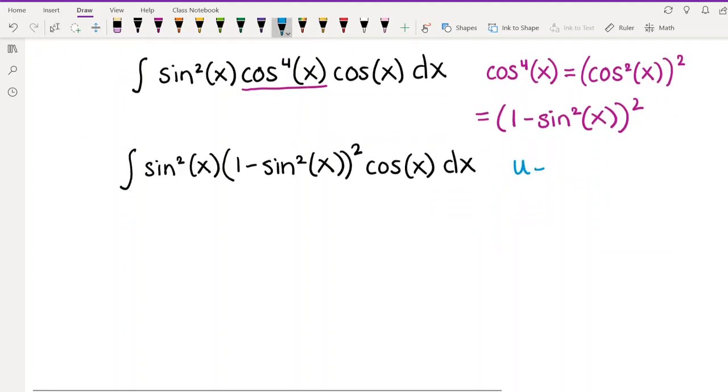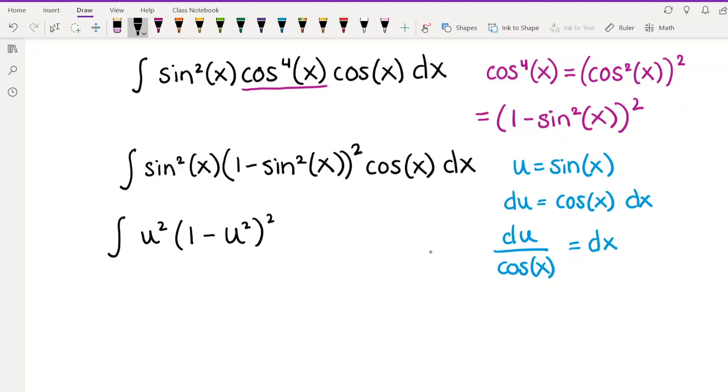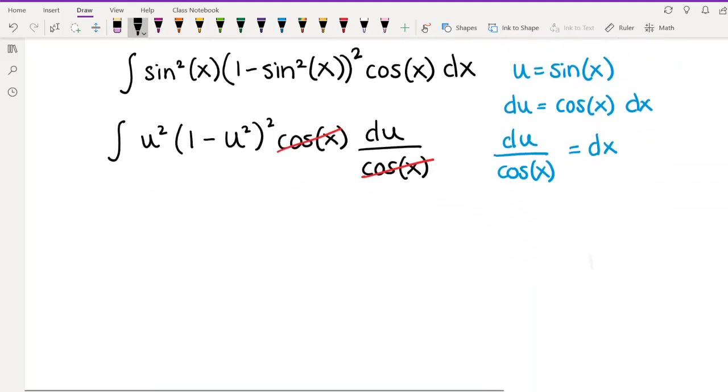And so now we can use the same substitution that we used in the previous example. If we let u equal sine of x, du is equal to cosine of x dx. So du over cosine of x is equal to dx. Okay, so let's see what that looks like. So now we're going to have the integral of, again, u is sine of x, so that's going to be u squared. And then here we have 1 minus u squared, squared. And then we have cosine of x, and we have du over cosine of x. So once again, as planned, these cancel out, and now we're left with something that's all in terms of u.